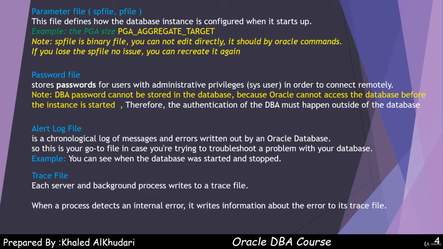And finally, we have the trace file. Actually, each server and background process writes to a trace file. So when a process detects an internal error, it writes information about the error to its trace file. So these are all the types of files in the database. Don't worry, we will go deeper later in the practical sections.